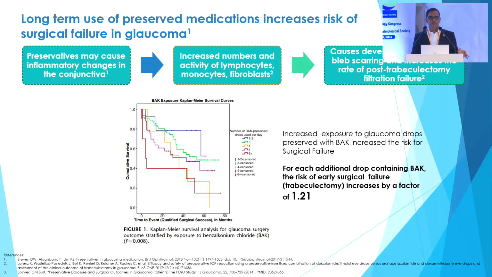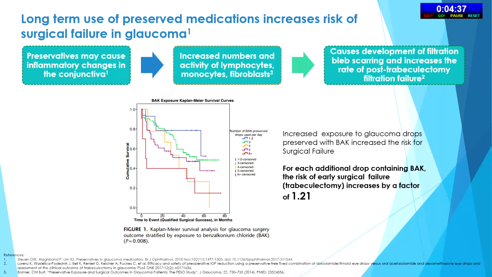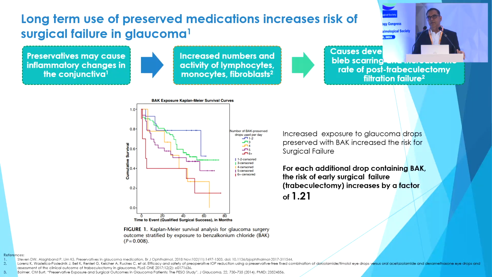And the long-term use of preserved medications increases the risk of surgical failure. I think we all know from various publications that in people who have been on chronic therapy, especially BAK-containing medication, the success of trabeculectomy drops. You will not get the same result with trabeculectomy as compared to somebody you diagnosed last week and are operating this week. You will find the results in primary glaucoma are much better with trabeculectomy than in somebody who's been using BAK-containing medication for a long number of years.